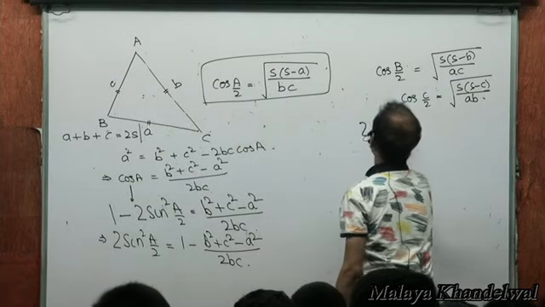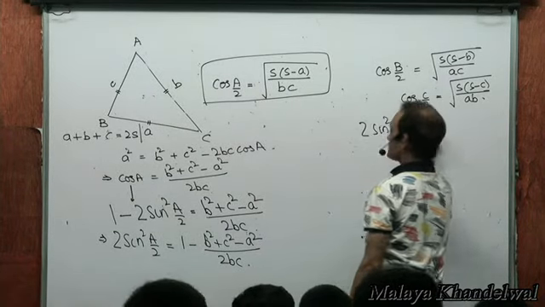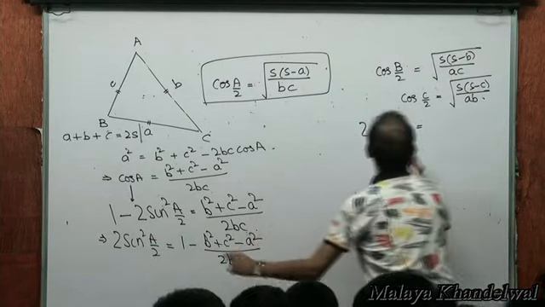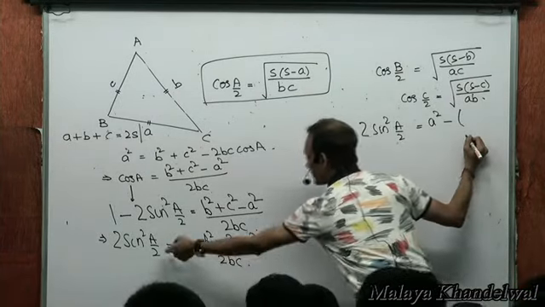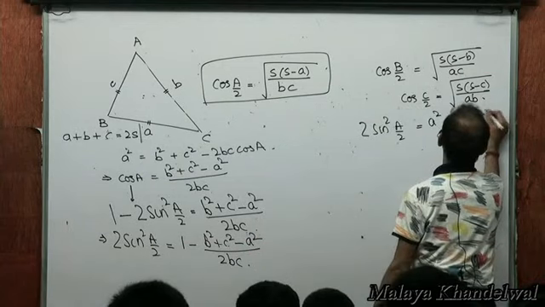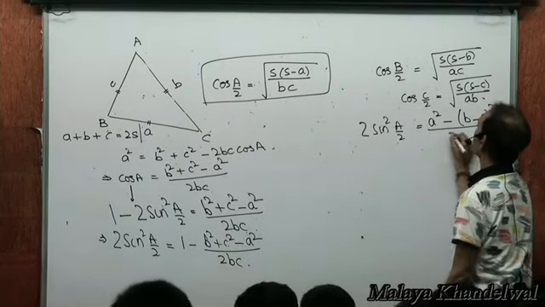2 sine squared A by 2, please see, this will give me a squared minus b squared plus c squared minus 2bc, which is like a squared minus b minus c whole squared, divided by 2bc.